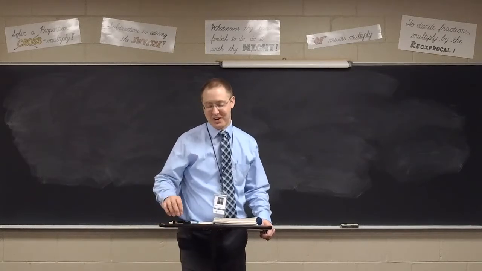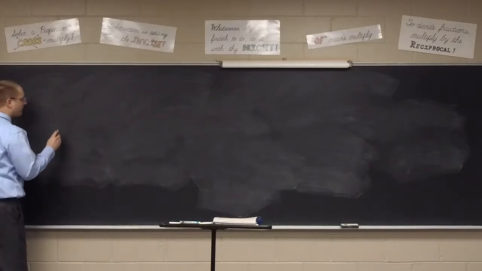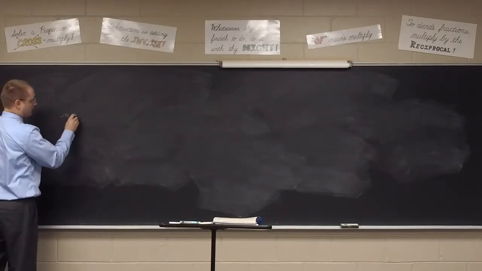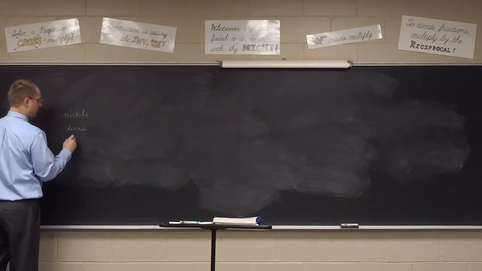All right, how many unknowns do we have here, Brecken? 3. And they are? Nickels, dimes, and quarters. Nickels, dimes, no pennies, huh?